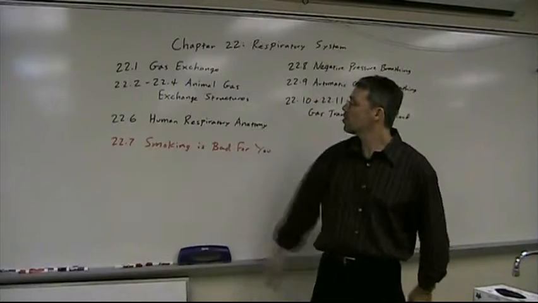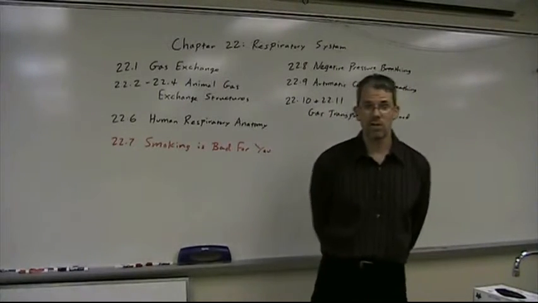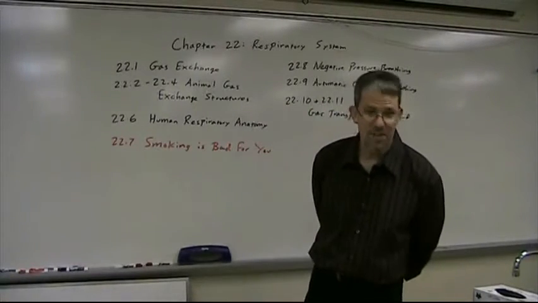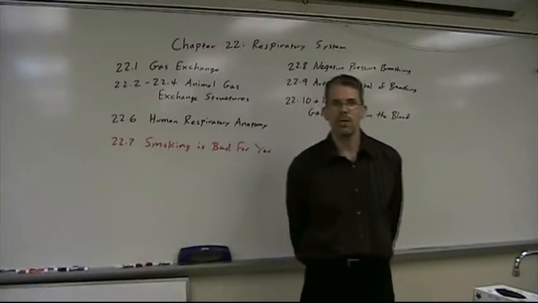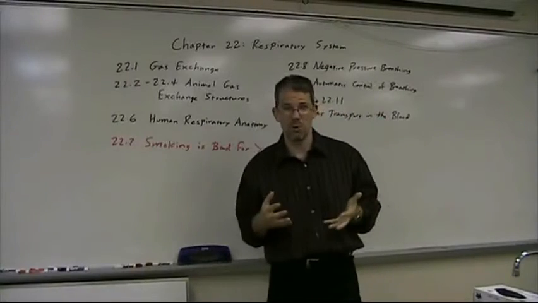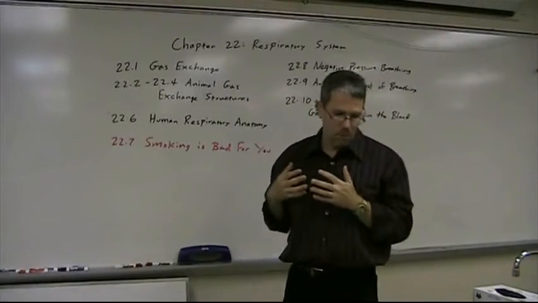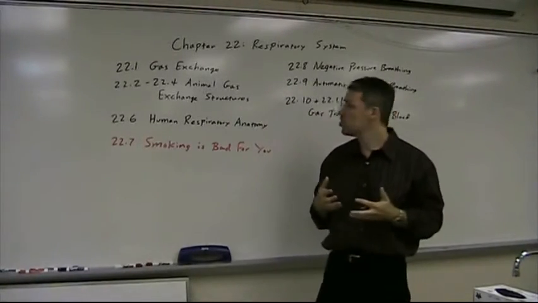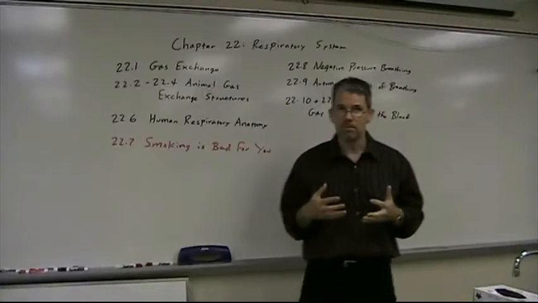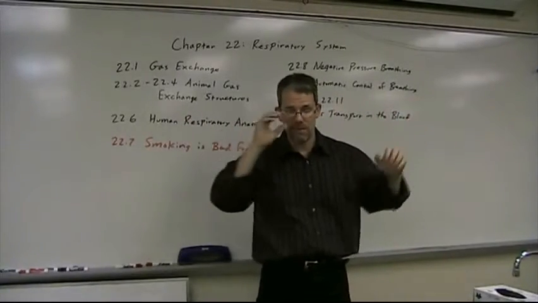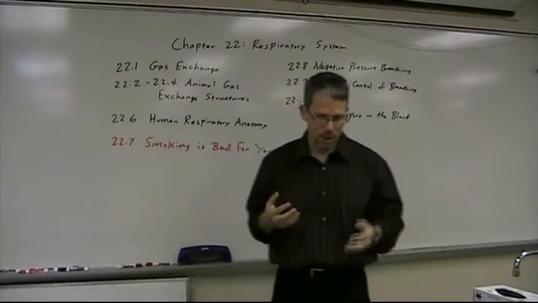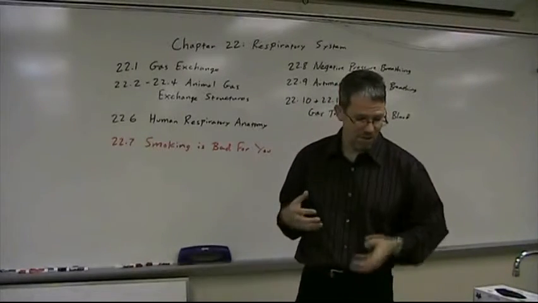Sections 2 through 4 discuss animal gas exchange structures. Earthworms use the skin, known as cutaneous respiration. It uses its entire body surface to breathe from. Gills are respiratory surfaces in water. A gill is typically an extension of the body surface. So for example, in Section 3 it shows the fish gills.